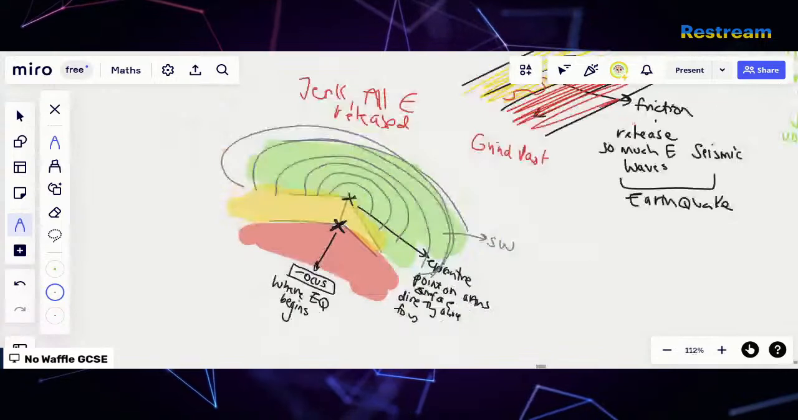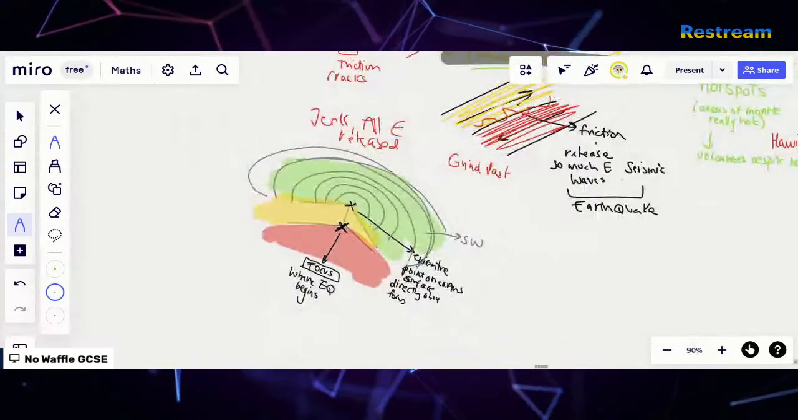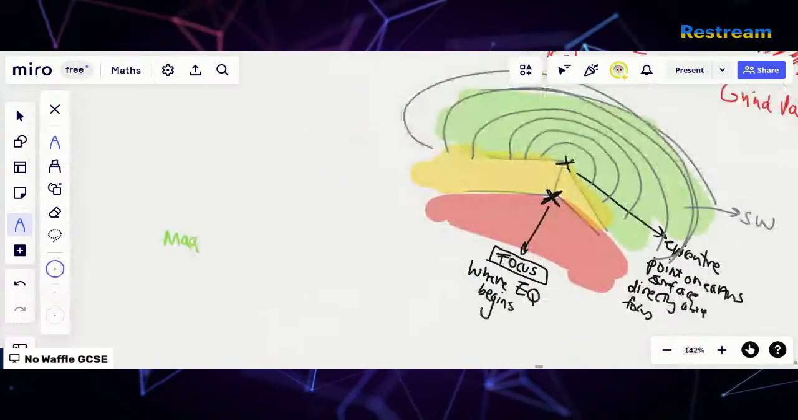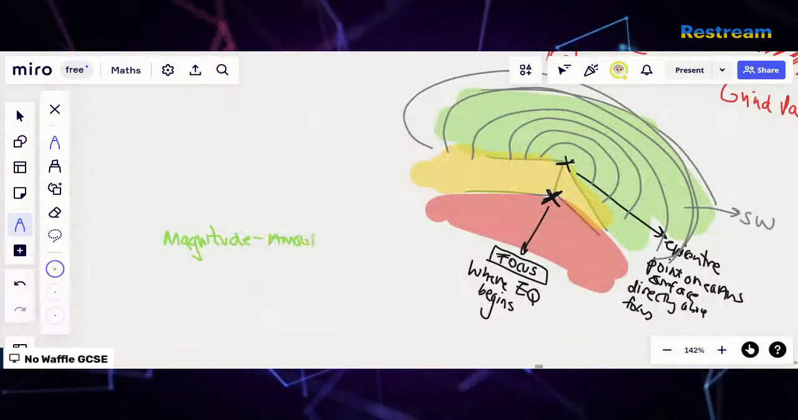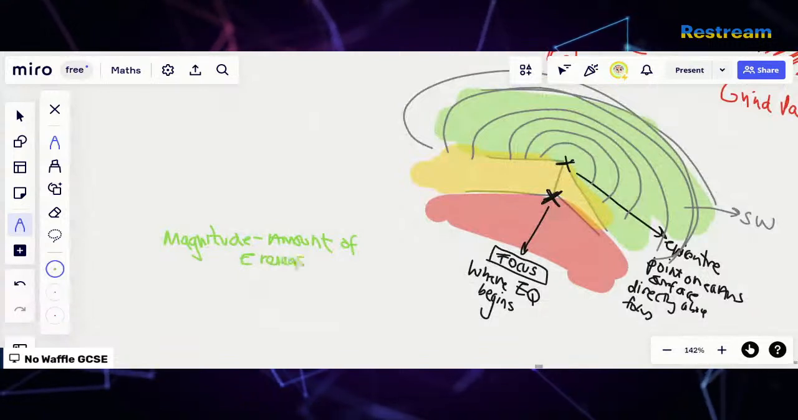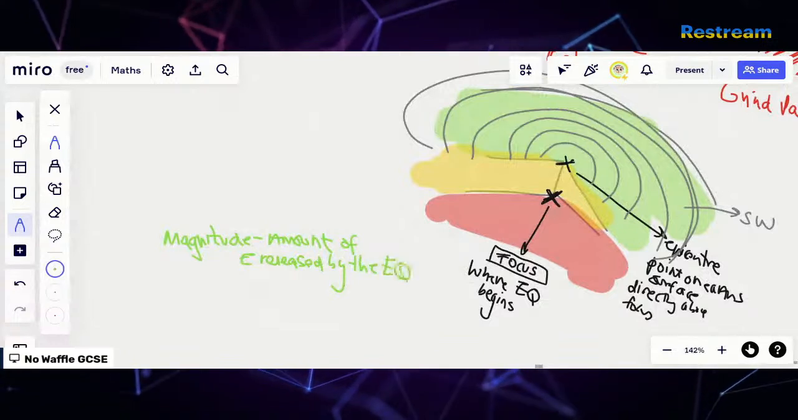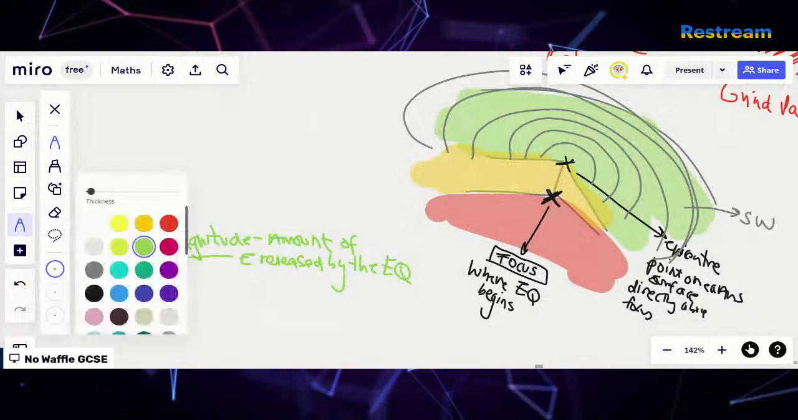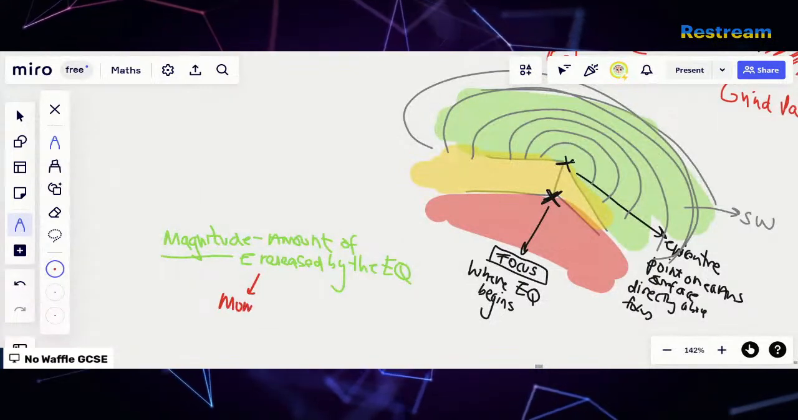Now, the moment magnitude scale measures the amount of energy released by an earthquake. So we call this the magnitude. Magnitude is the amount of energy released by the earthquake, and it's measured using the moment magnitude scale.